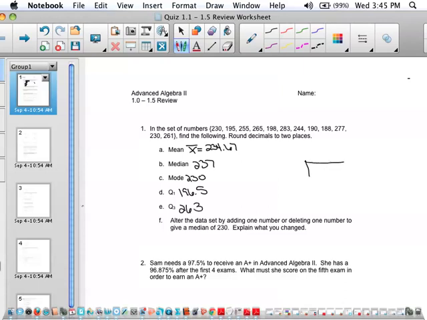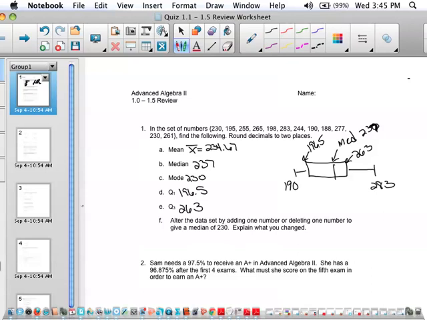If you were asked to sketch a box and whisker plot, I would expect to get something that looked similar to this, and labeled the ends, the lower end and the upper end, which was 283. The median is 237. Sorry, that's 237. Q3 was 263, and Q1 was 196.5.